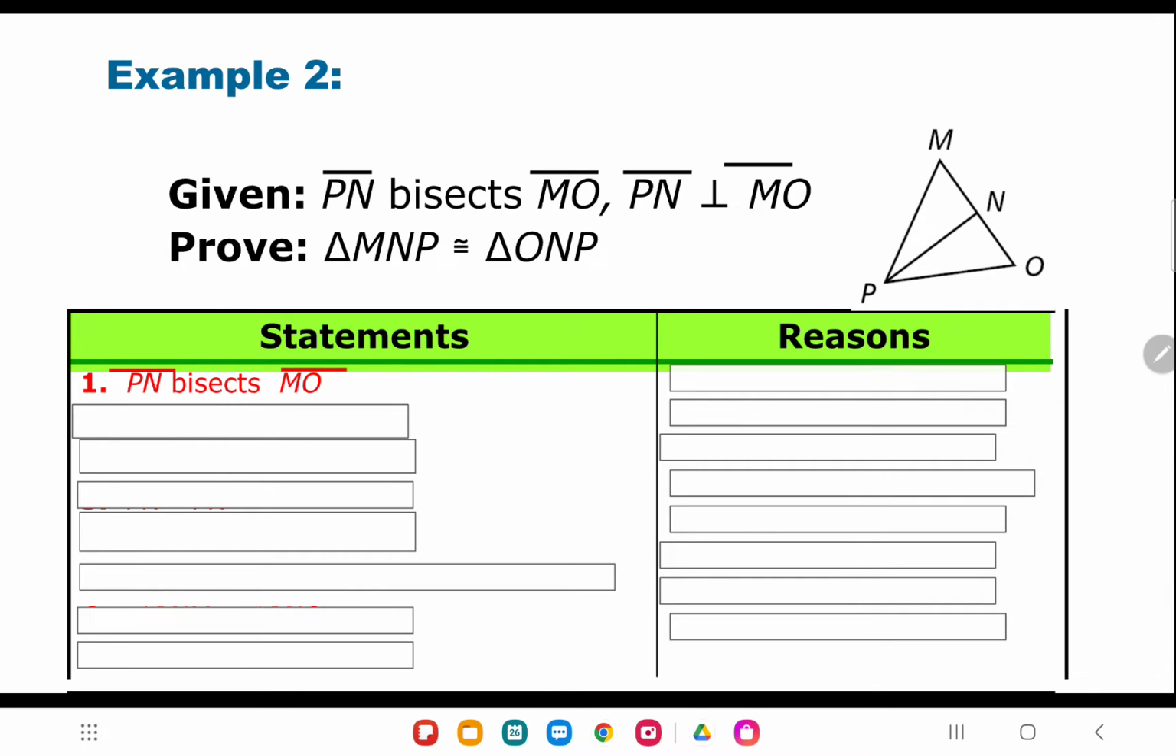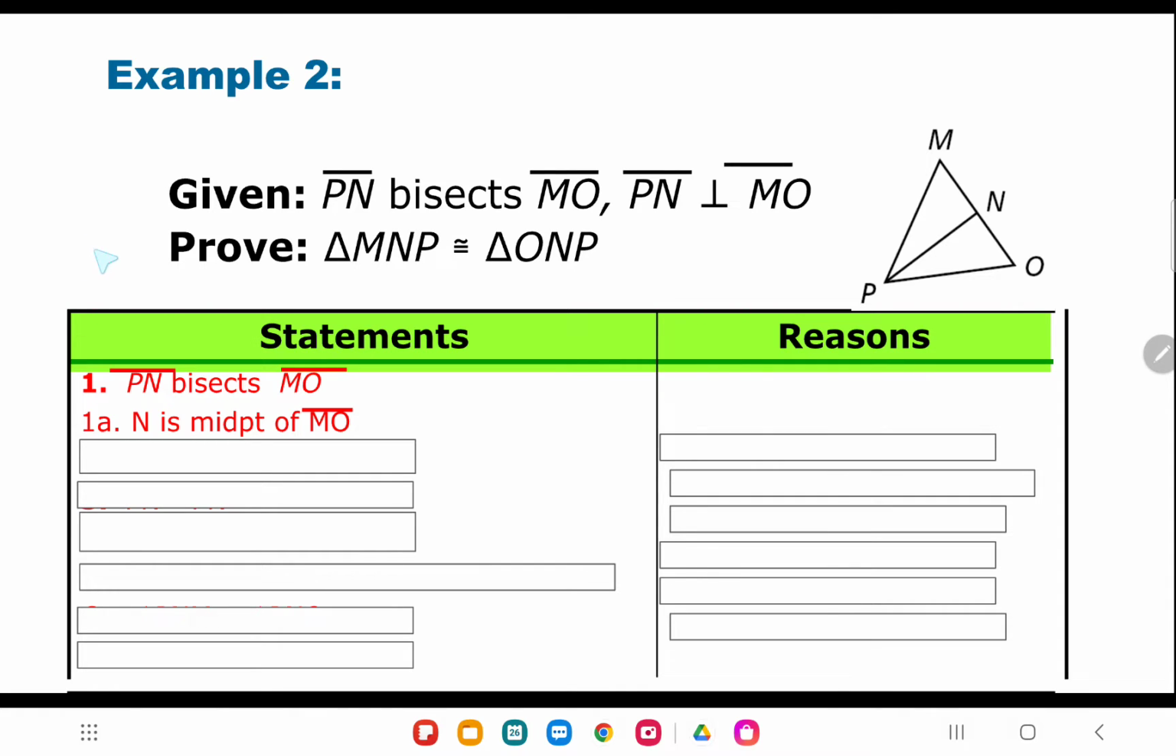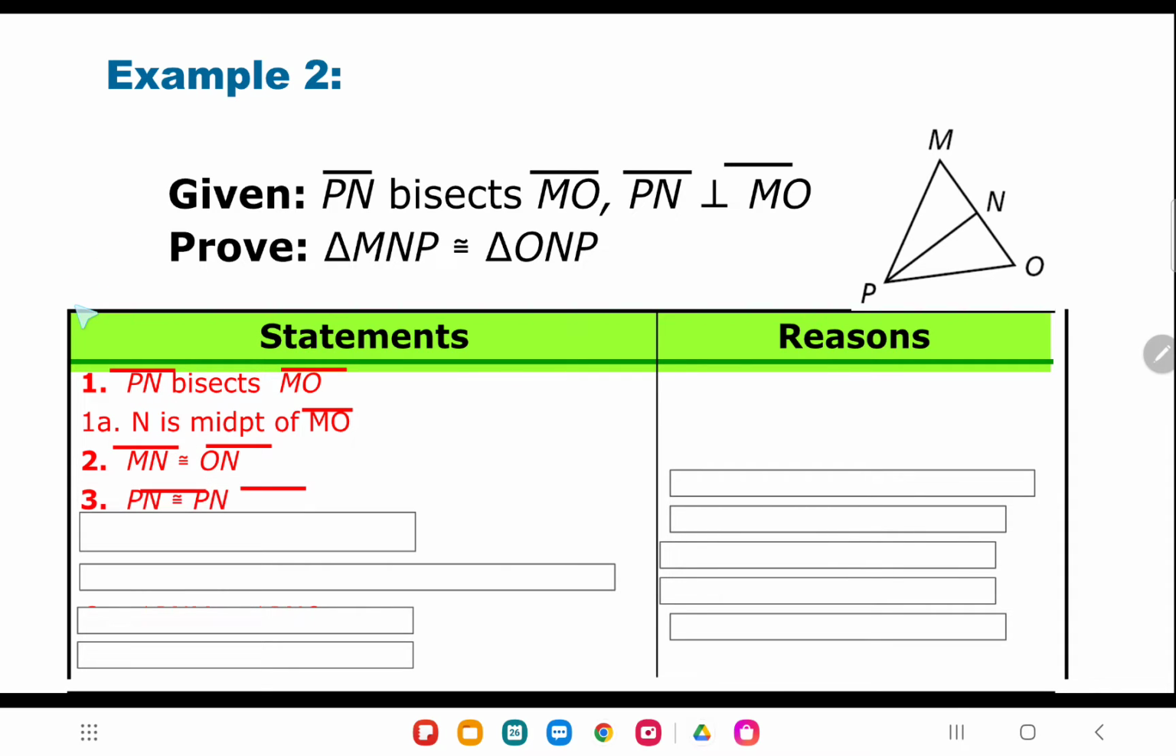So I start with my angle bisector. That's a given. N is the midpoint of MO. So I have a given statement. MN is congruent to ON. So that's the definition of midpoint. PN is congruent to PN. That is the reflexive property. For some reason, nothing is showing up here on my other side of the screen.